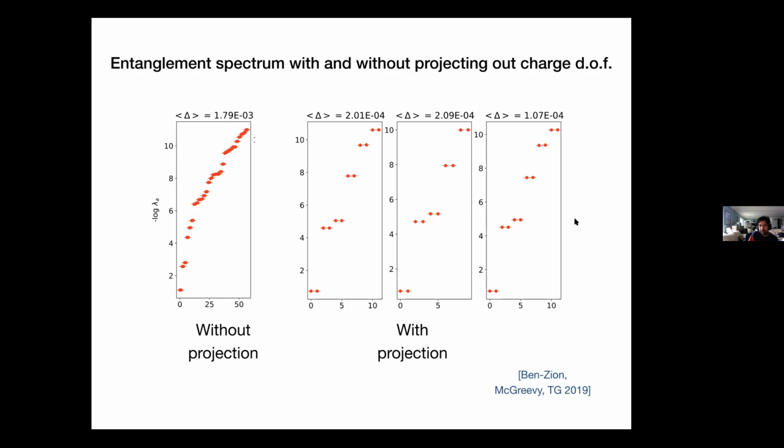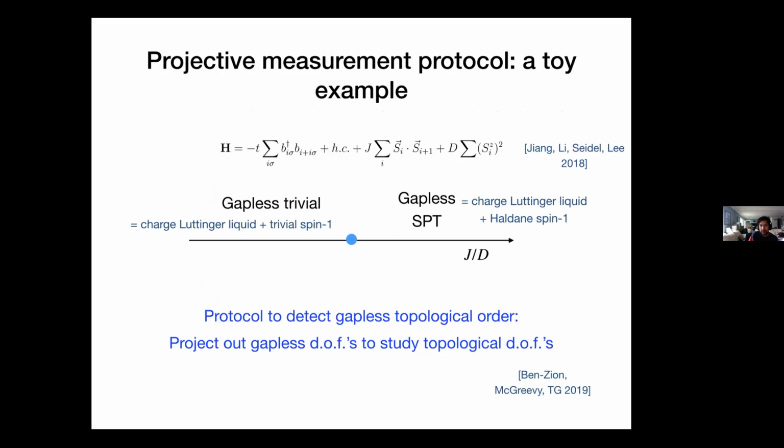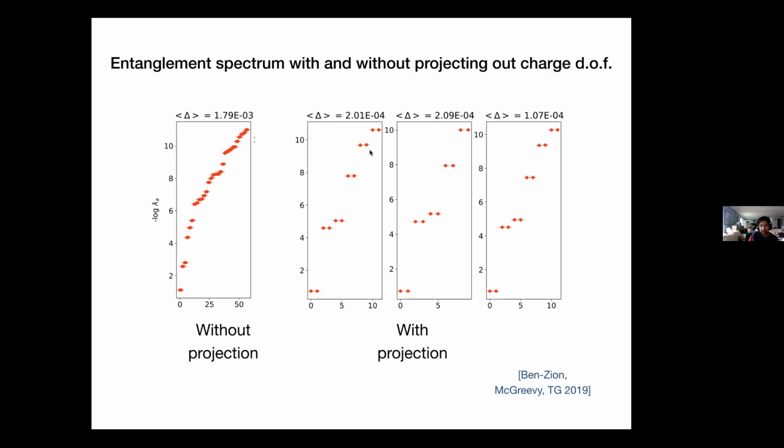are three different couplings. All of them are in the gapless SPT phase. I should also show this. I don't have the data right now, but it's in the paper. You can look it up. You don't find any. So you clearly expose the edge states with this projection, and you start seeing the physics of a gapped Haldane spin-1 chain.